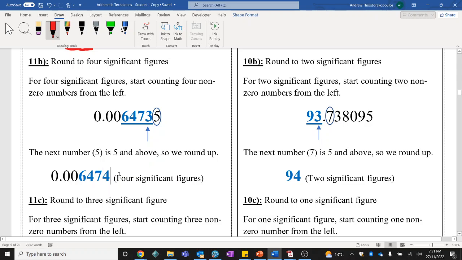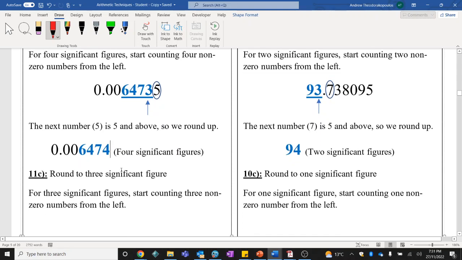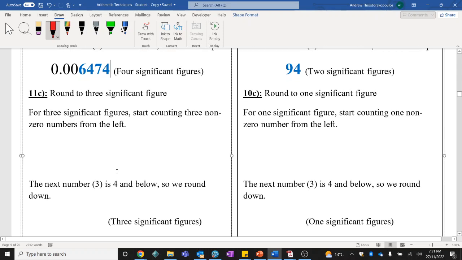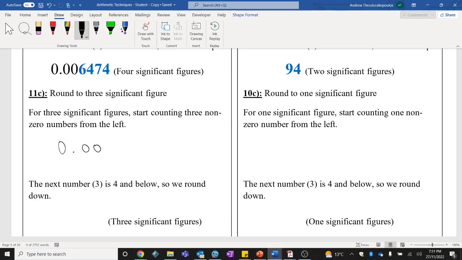Okay, now that should be already in your book. But we're going to now do the same thing for 3 significant figures. Okay, so what I'm going to do is I'm going to write the whole number 0.0064735.